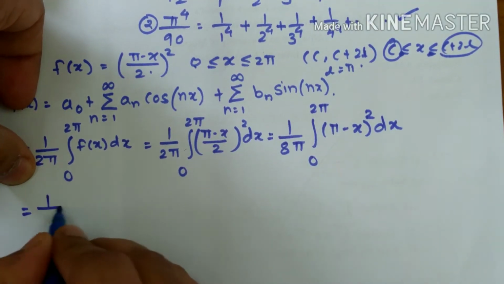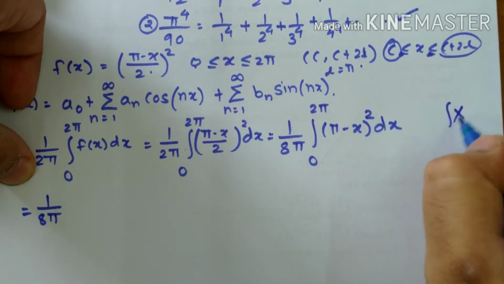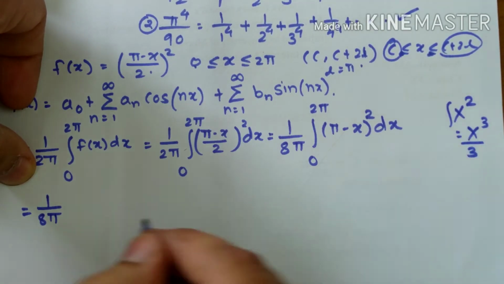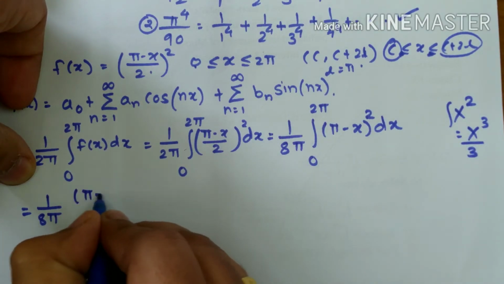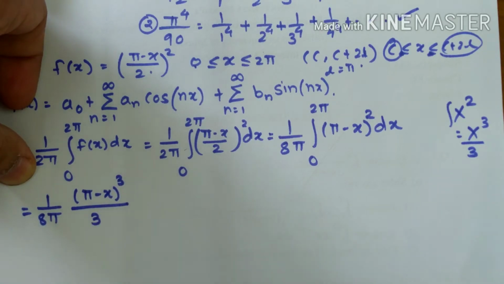So 1 upon 8 pi. Now what is the integration of x square? It is x cube upon 3. I'm specifically writing here capital X. Here capital X is nothing but pi minus x. So we have (pi minus x) bracket cube divided by 3.